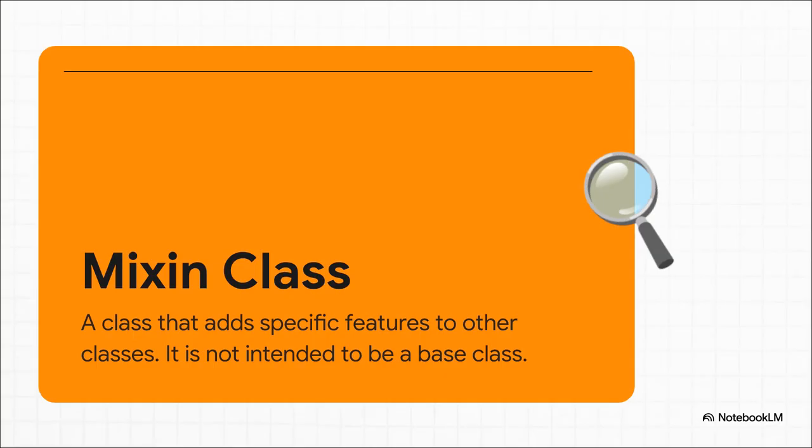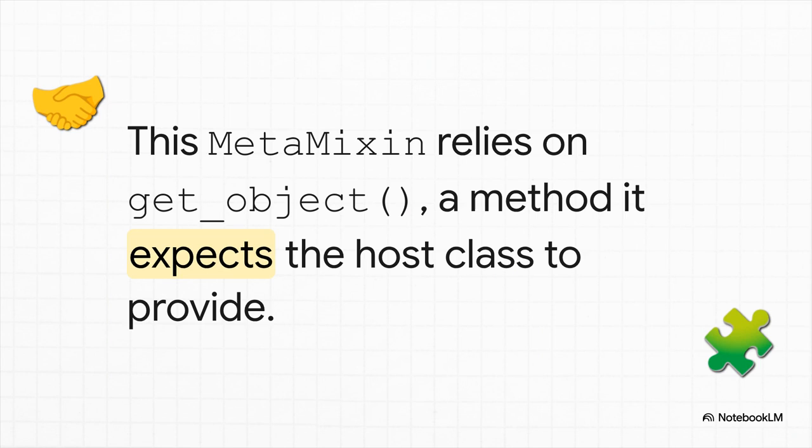So first up, Mixins. Now, a mixin isn't really a parent class in the normal sense. It's more like a feature plugin. You can think of it as an includes-a relationship. So for example, your employee class could include the ability to be converted into a JSON object just by mixing in that one piece of functionality. So let's look at this really simple meta mixin.